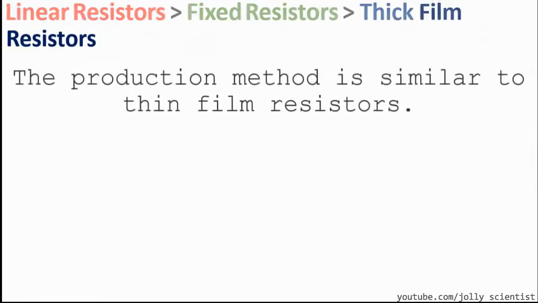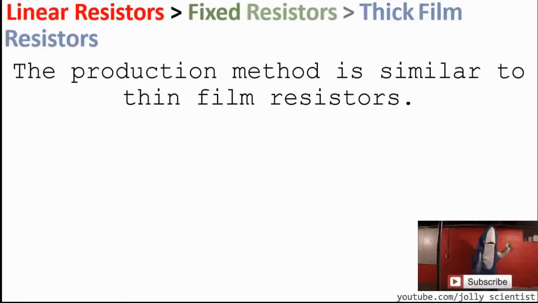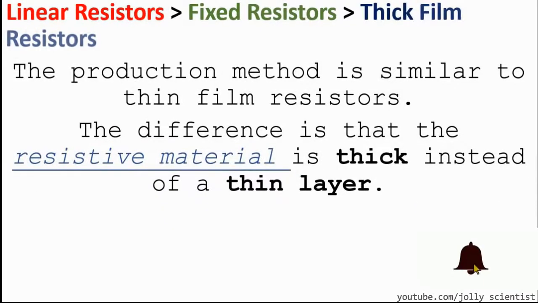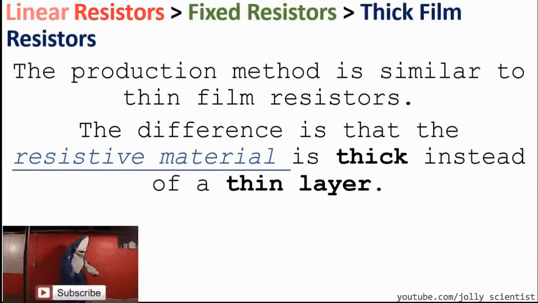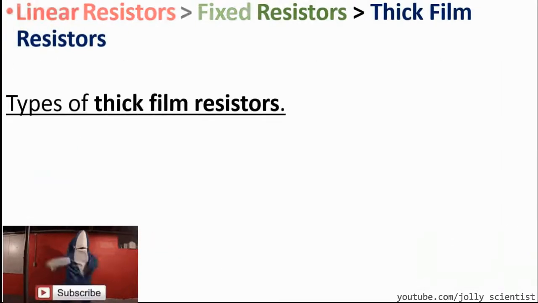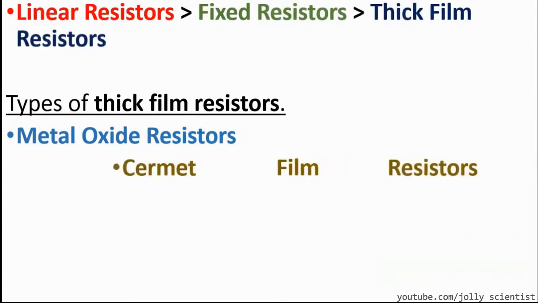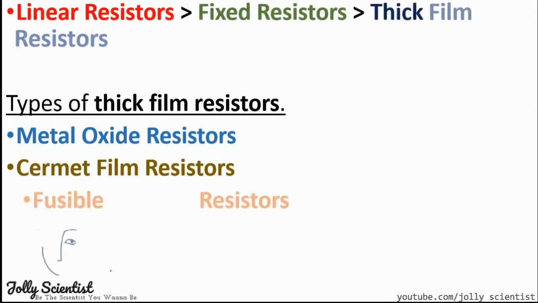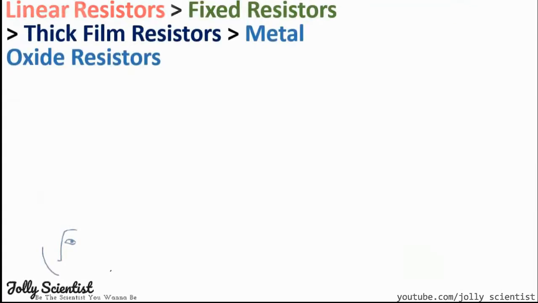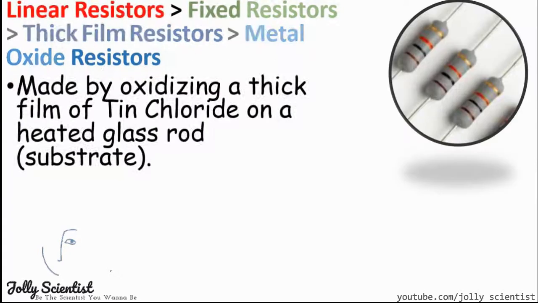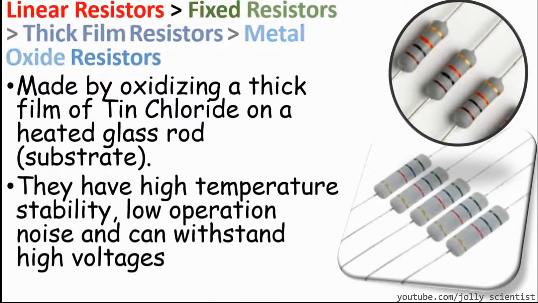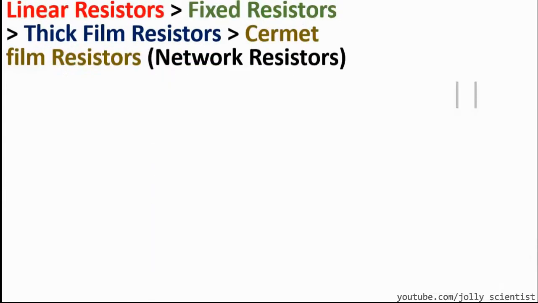The thick film resistors. The production is similar to that of a thin film, but the difference is that the resistive material is thick instead of being thin. The types of thick film resistors include the metal oxide resistors, the ceramic film resistors, and the fusible resistors. Metal oxide resistors are made by oxidizing a thick film of tin chloride on a heated glass rod. They have a high temperature stability, low operating noise, and can withstand high voltage.